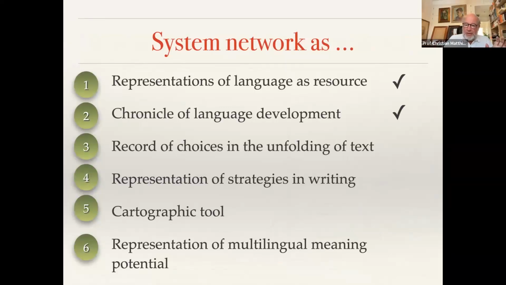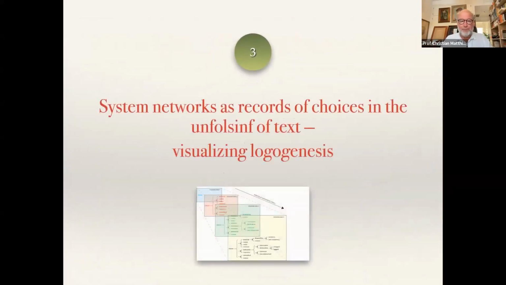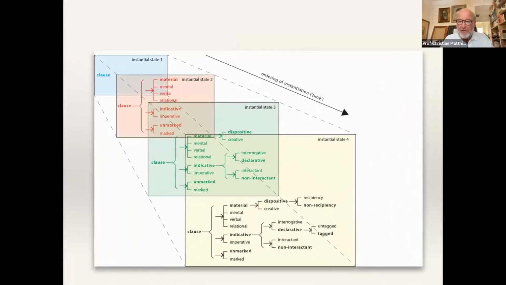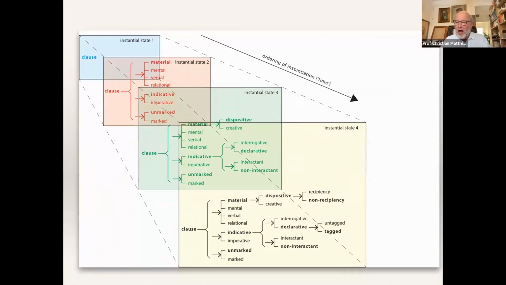Now, let me illustrate the use of system networks in recording choices and unfolding text. I already gave you a little taste of this with the example from the dialogue between Meg and Petey and the birthday party. From the point of view of the system network being a source of selections in text, the selections are simply paths through the system network. And these paths are traversals that may be simultaneous.